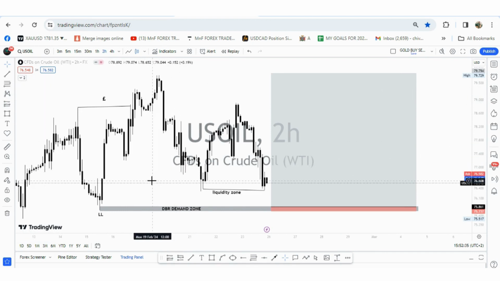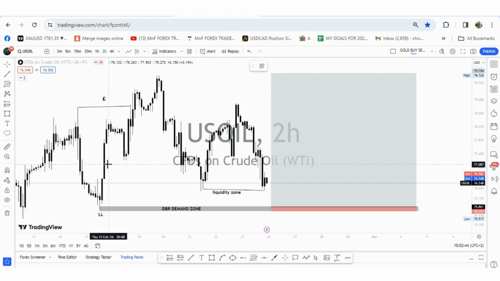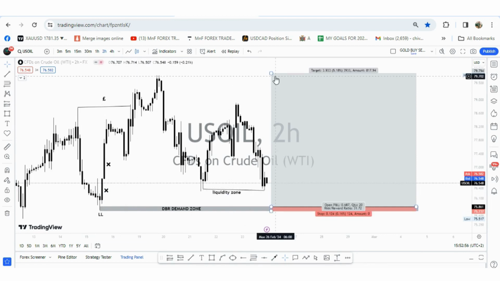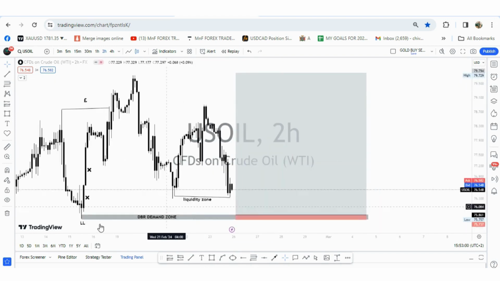What else? Another important thing that I always look for is inefficiency. So you can see that we have inefficiency right here. We have inefficiency right here. Okay, so what does this mean? It means that the market needs to come and take out this inefficiency before the market goes to the upside. All right, that's liquidity right there. We have inefficiency and then we have another block right here. It means that there's a higher chance that the market might come to this level.